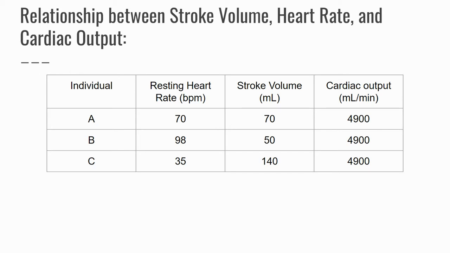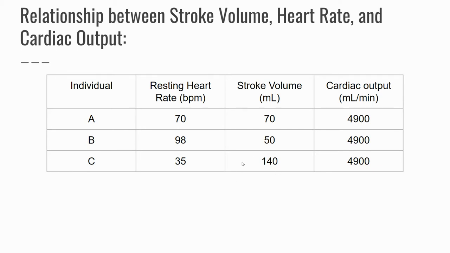You're not pumping all of the blood out of your heart as well as someone with a lower resting heart rate. Person C, you can see, has a very high stroke volume. And we know that because their heart rate is so low. They only have 35 beats per minute, meaning their heart only needs to beat 35 times in 1 minute to ensure all the blood in their body is circulated. And that's because their heart is extremely strong. They are able to load the ventricles and squeeze out all the blood very well.